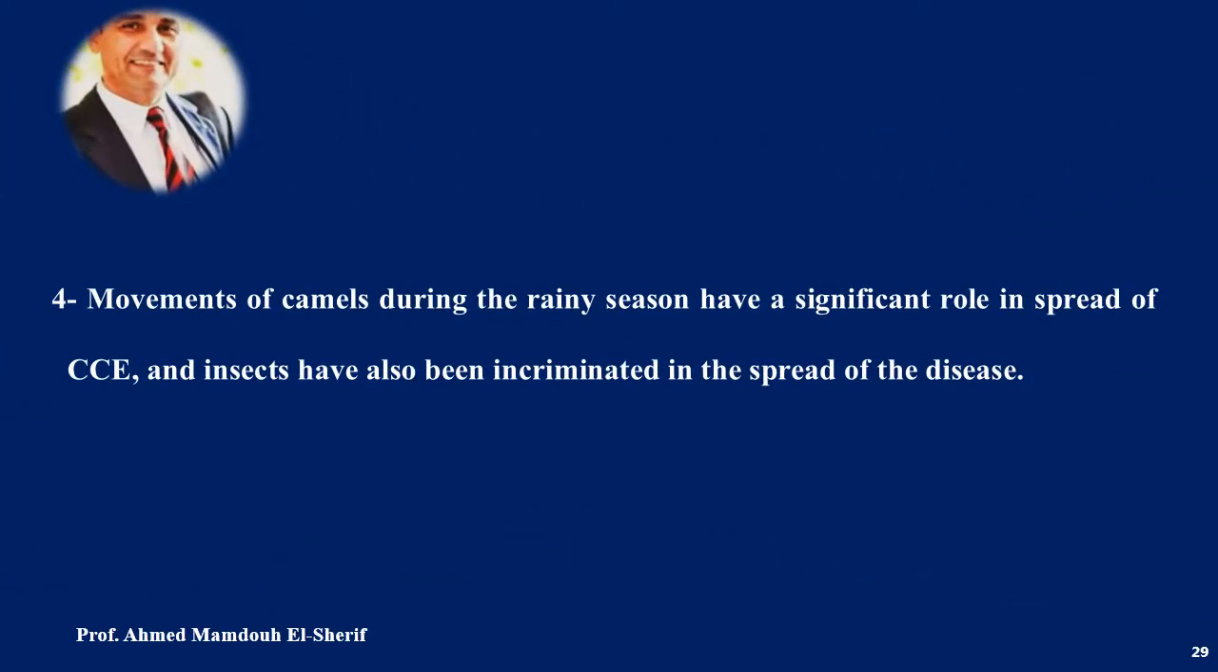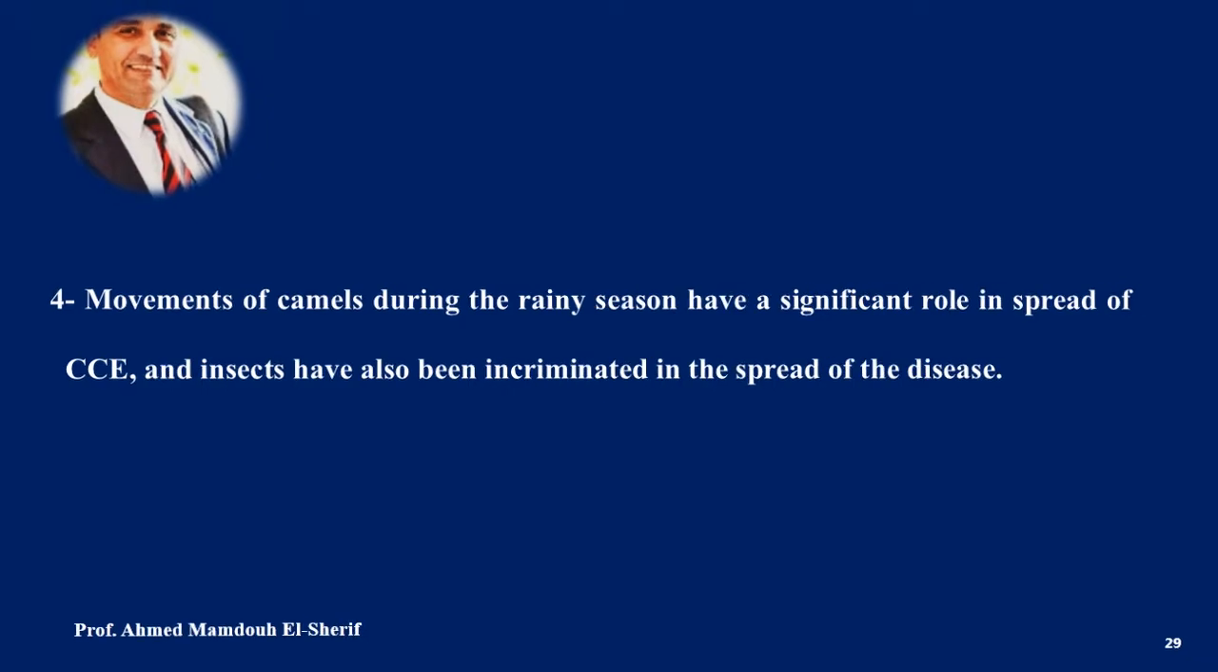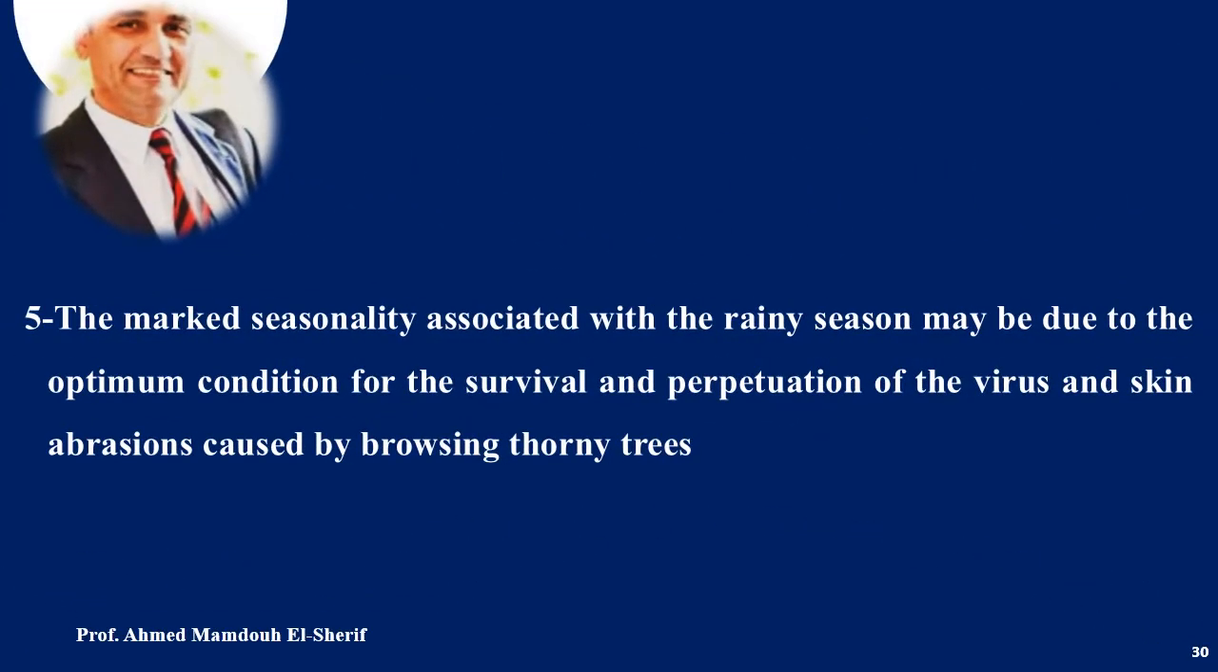Movements of camels during the rainy season have a significant role in spreading of camel contagious ecthyma, and insects have also been incriminated in the spread of this disease. The marked seasonality associated with the rainy season may be due to the optimum condition for the survival and perpetuation of the virus and the skin abrasions caused by browsing thorny trees.